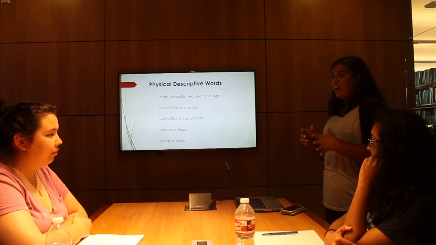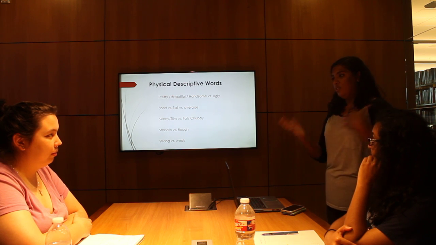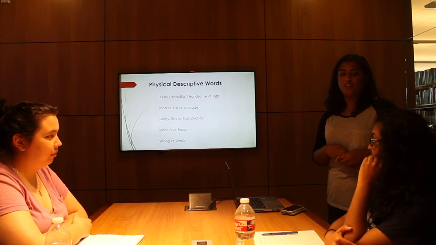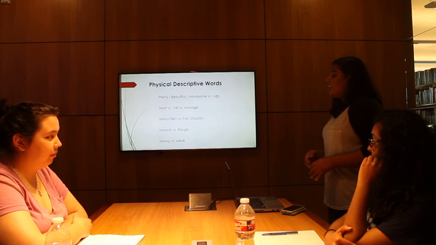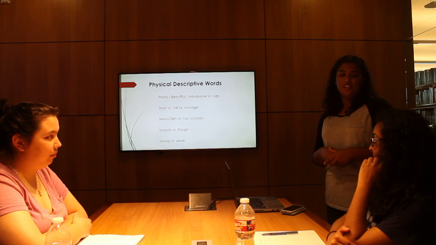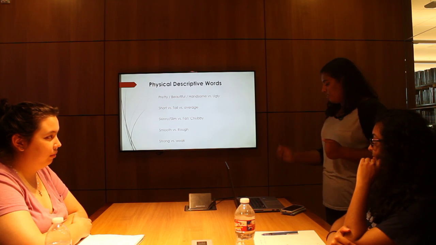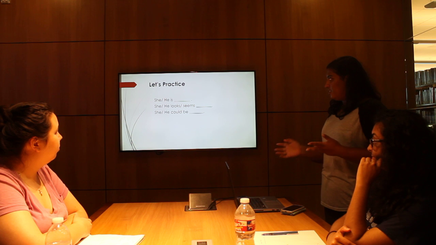You can describe how tall someone is by saying they're short, tall, or average sized. You could say someone is skinny or they're chubby. You could say someone has smooth skin or really rough skin. You could say someone looks strong versus someone who looks weak. Okay, so let's practice this as well.